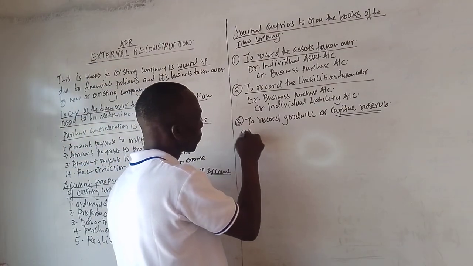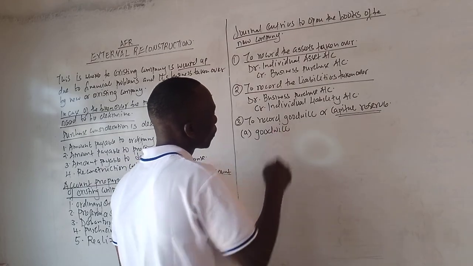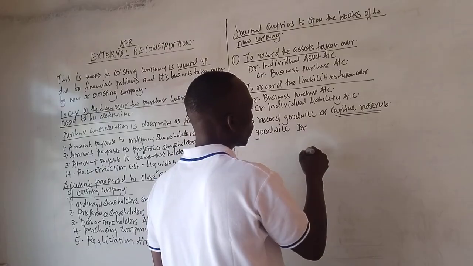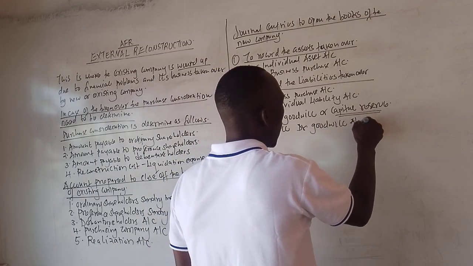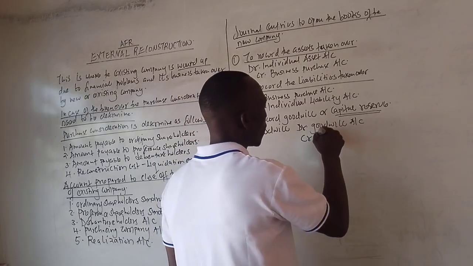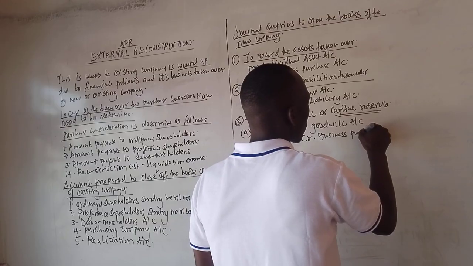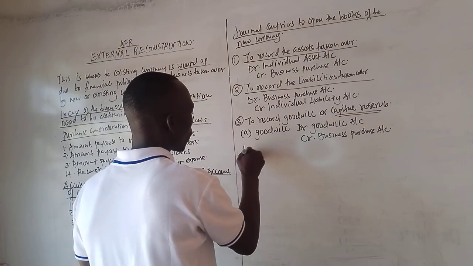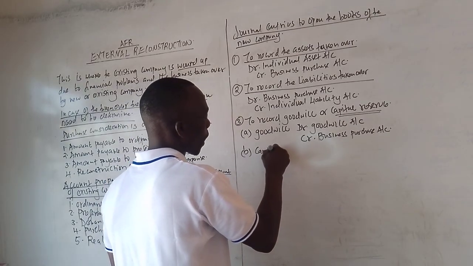So let us start by looking at the goodwill. How are we going to record the goodwill? In case of the goodwill, we are going to debit the goodwill account as we credit the business purchase account.